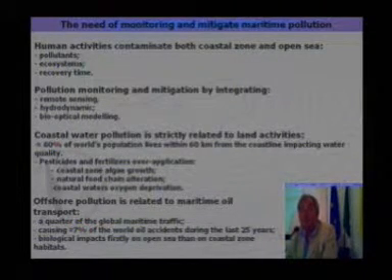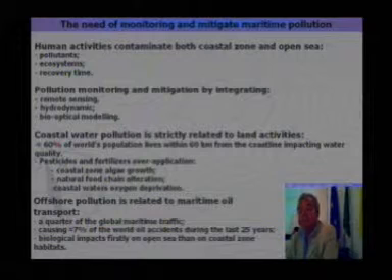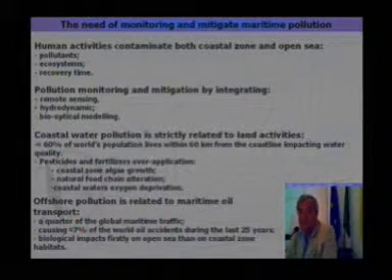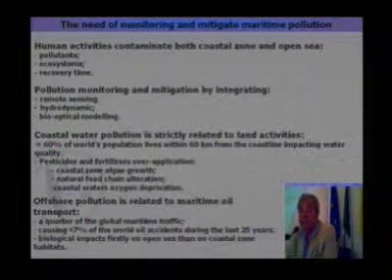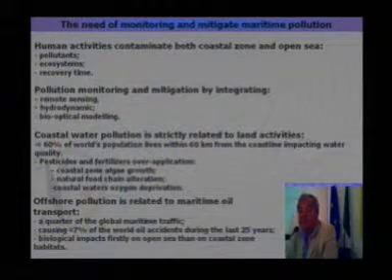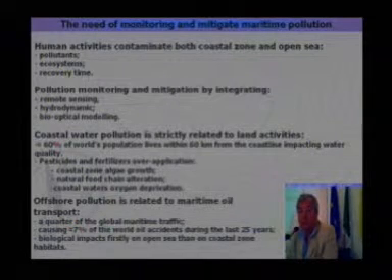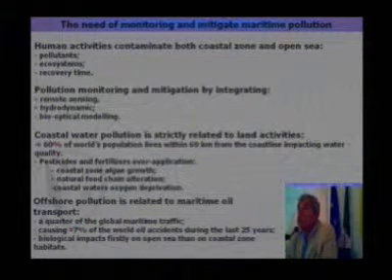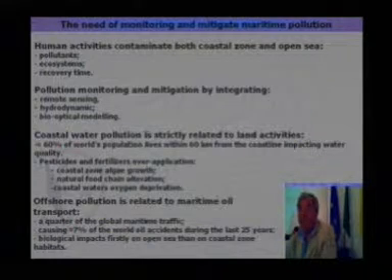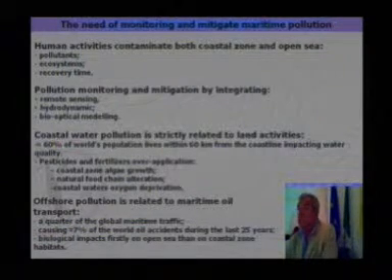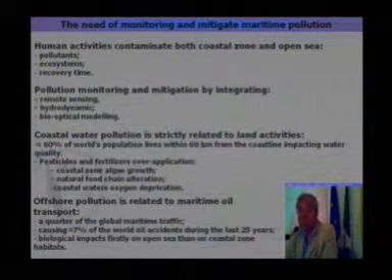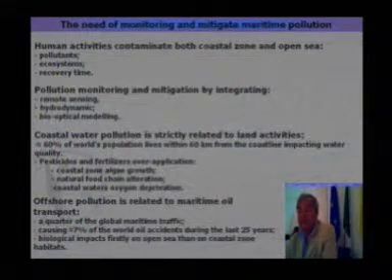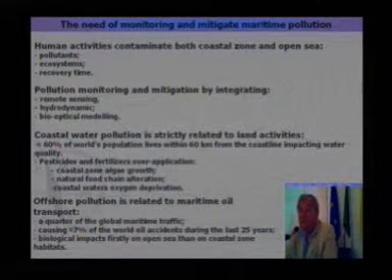hydrodynamics, and bio-optical modeling. As we may know, coastal water pollution is related to land activities because 60% of the world's population lives within 60 kilometers from the coastline, thus impacting water quality. We also have an over-application of pesticides and fertilizers. And so we may see coastal zone algae growth, an alteration of the natural food chain, and a deprivation of oxygen in coastal waters.